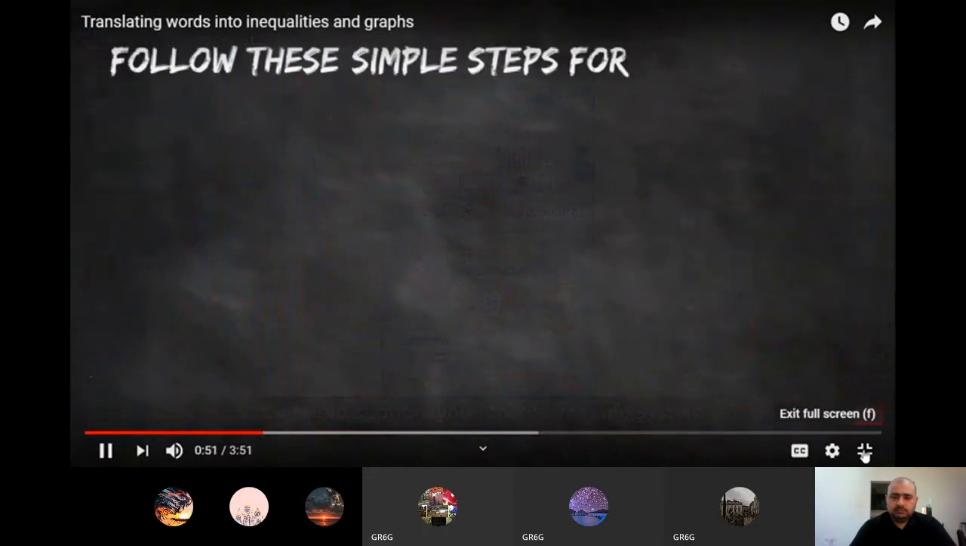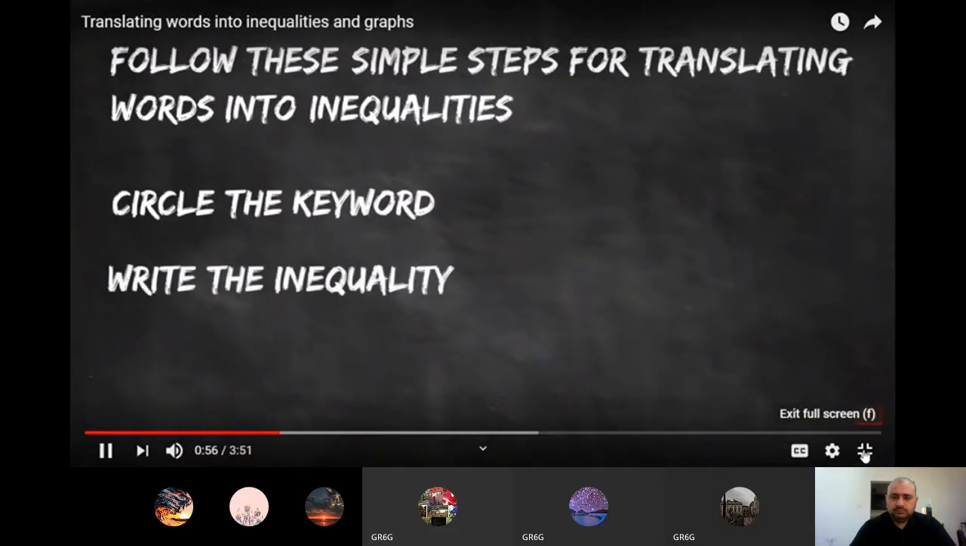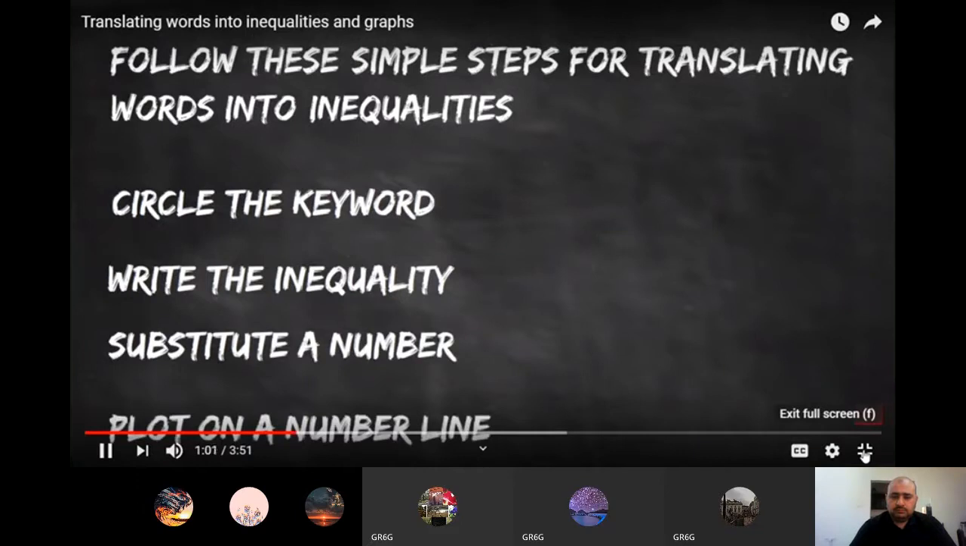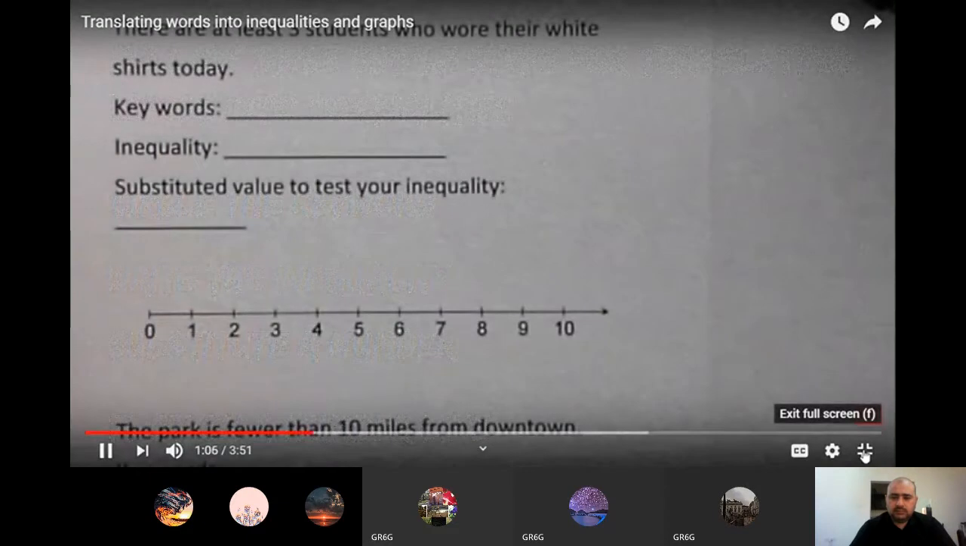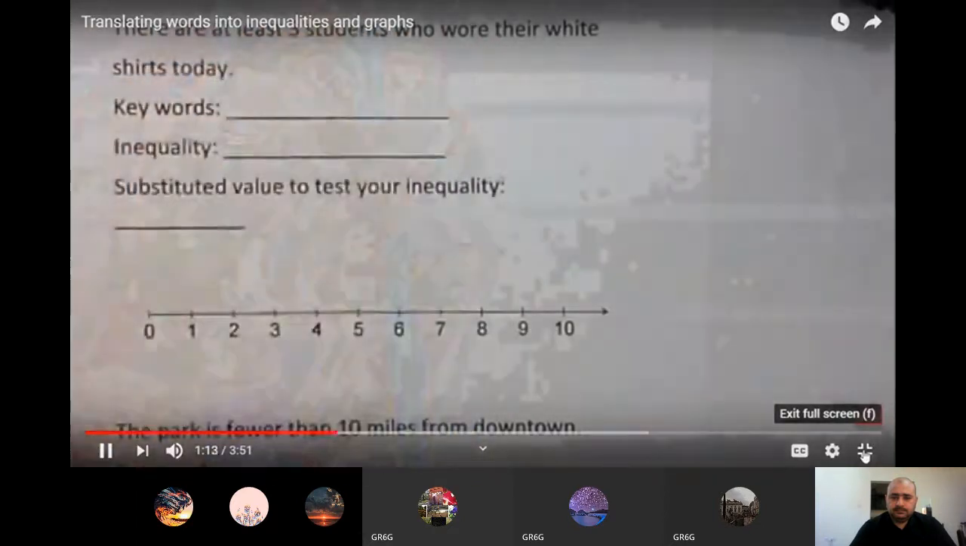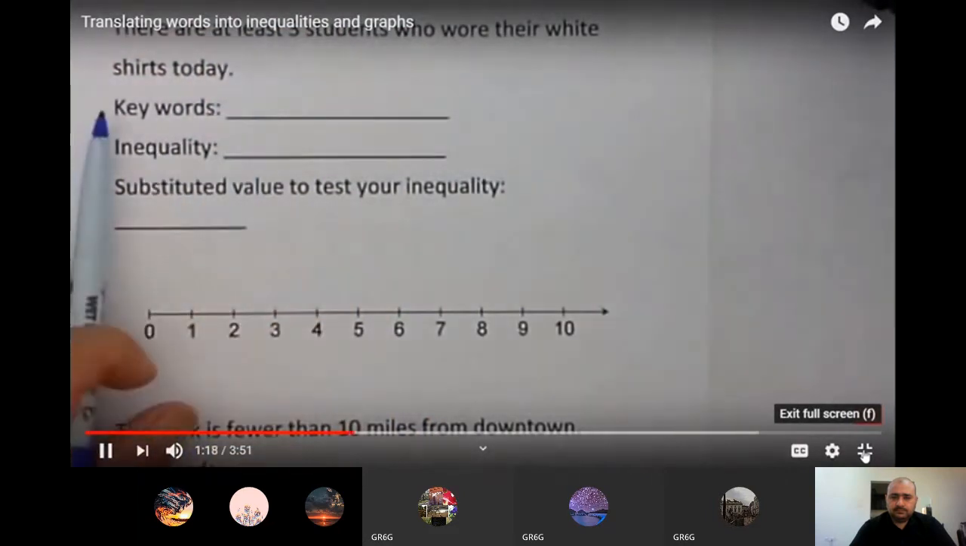Follow these simple steps for translating words into inequalities. Circle the word, write the inequality, substitute a number, then we'll plot on a number line. Let's get started. Okay, let's look at some example problems of translating words into inequalities. This first one says, there are at least 3 students who wore their white shirts today. What we're going to do is identify and even circle the keywords. We're going to write the inequality. We can substitute a value in to test it, and then we will plot it on a number line.